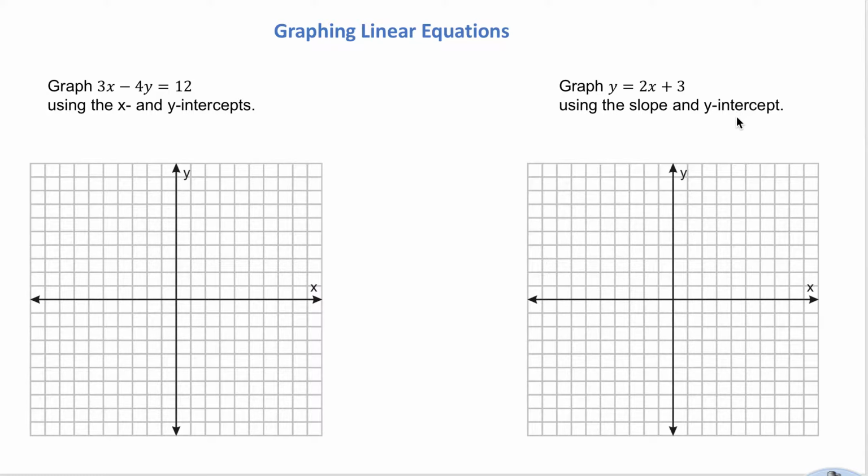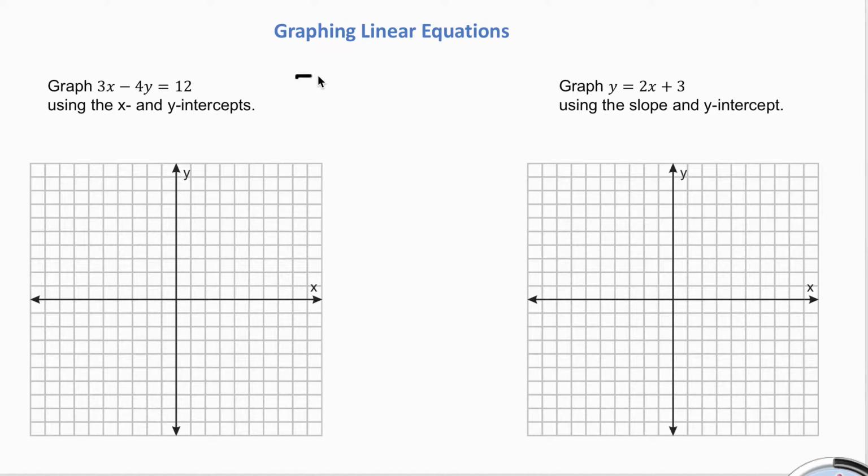Two methods. Pay attention to which method you're asked to use, but the main thing I want us to know is which method makes it easiest. If your x and y is on the same side of the equal sign, usually you're going to use your x and y intercepts. If it's solved for y, you're going to use your slope and y-intercept. So on this one, even though it tells me to use the x and y intercepts, I would do it anyhow.